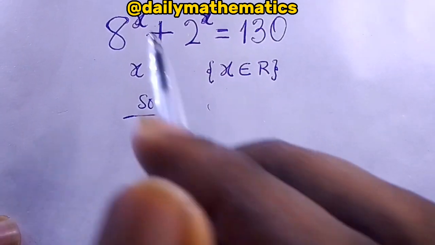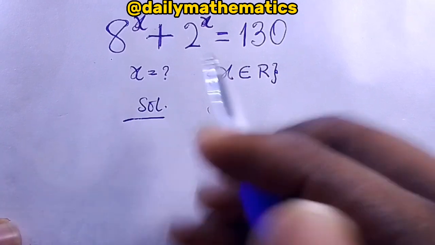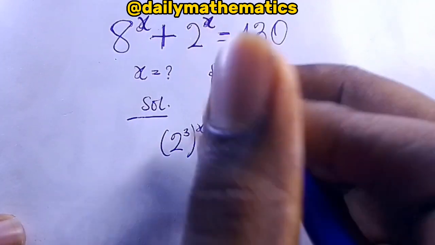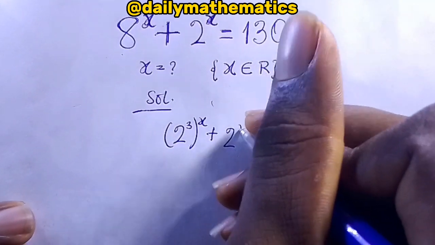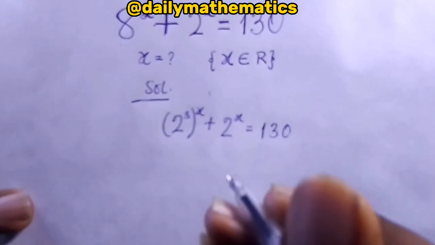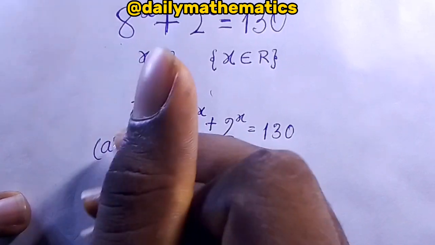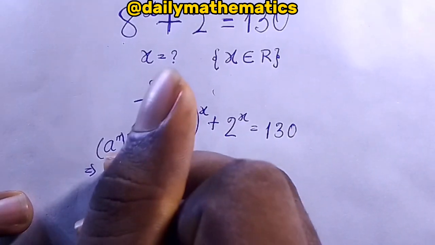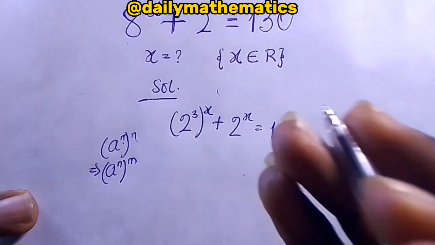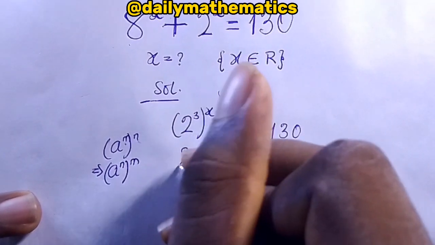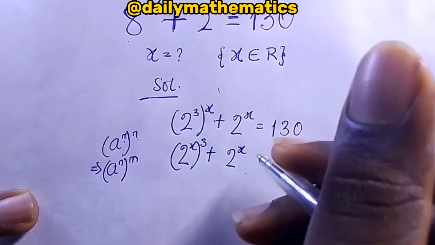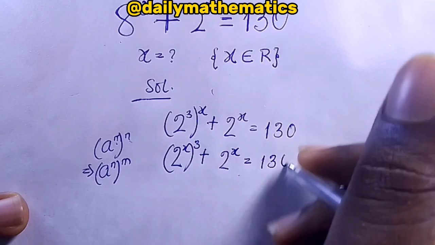First of all, we know that 8 is 2 raised to the power of 3. So we can write (2 raised to the power of 3) raised to the power of x plus 2 raised to the power of x equals 130. Remember, when we have a raised to the power of m raised to the power of n, it equals a raised to the power of n raised to the power of m. We can switch the powers here. So it becomes (2 raised to the power of x) raised to the power of 3 plus 2 raised to the power of x equals 130.